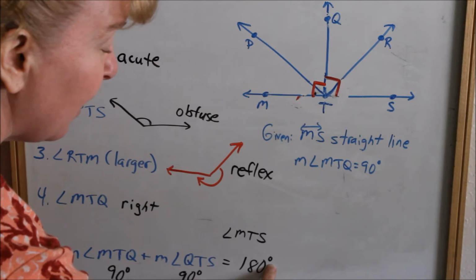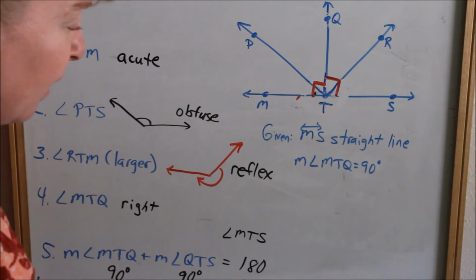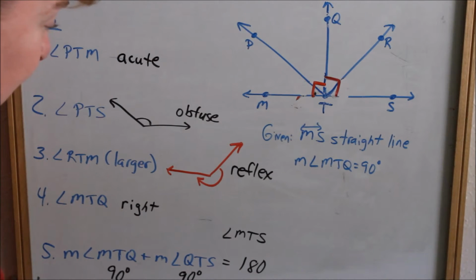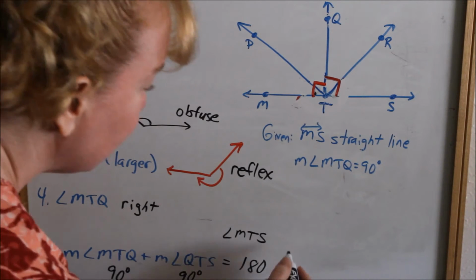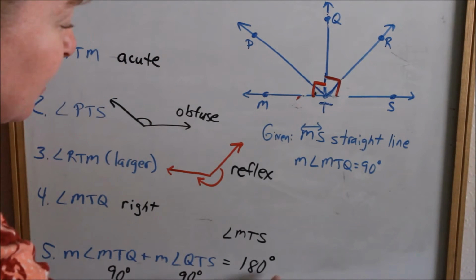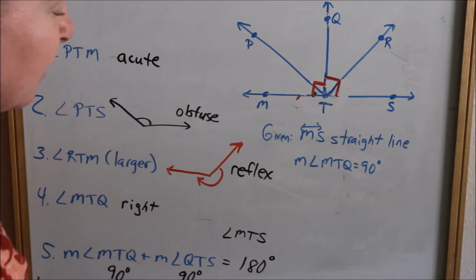It's very important to have your degree symbol. Don't just write 180. What does that mean? 180 pennies? 180 pieces of candy? So it's important to have that degree symbol to know 180 degrees.